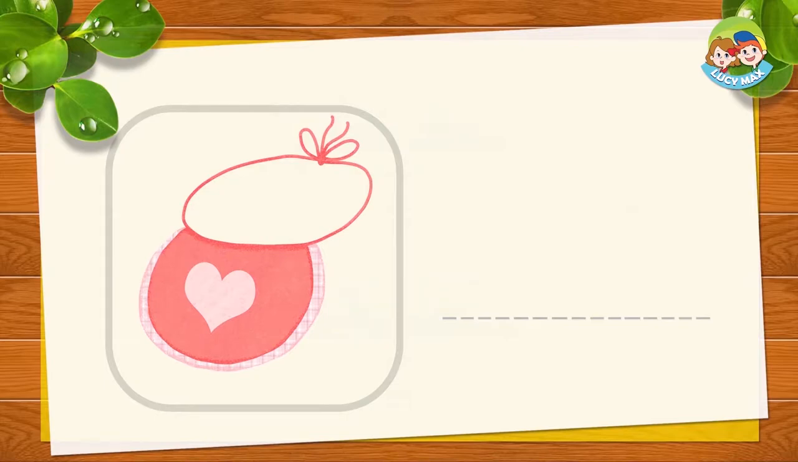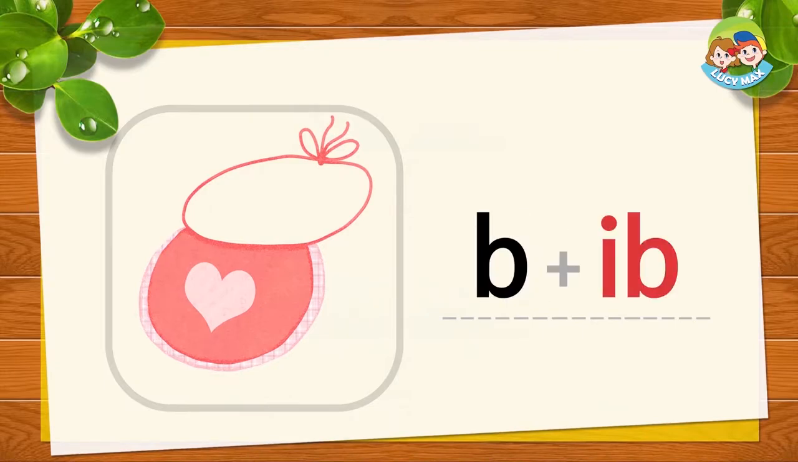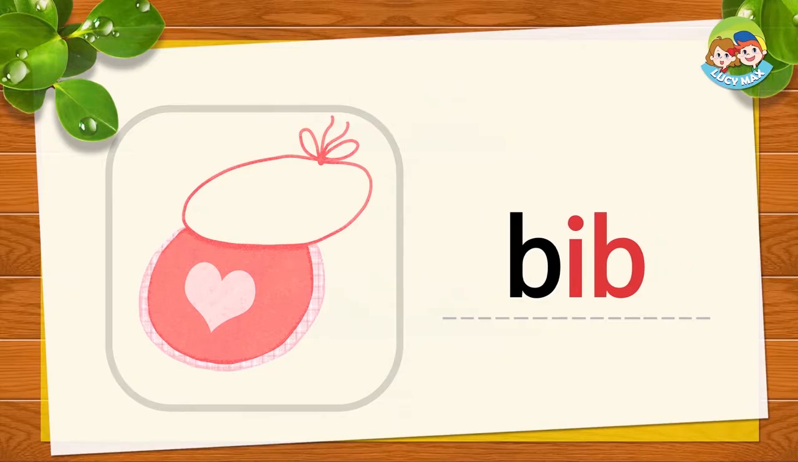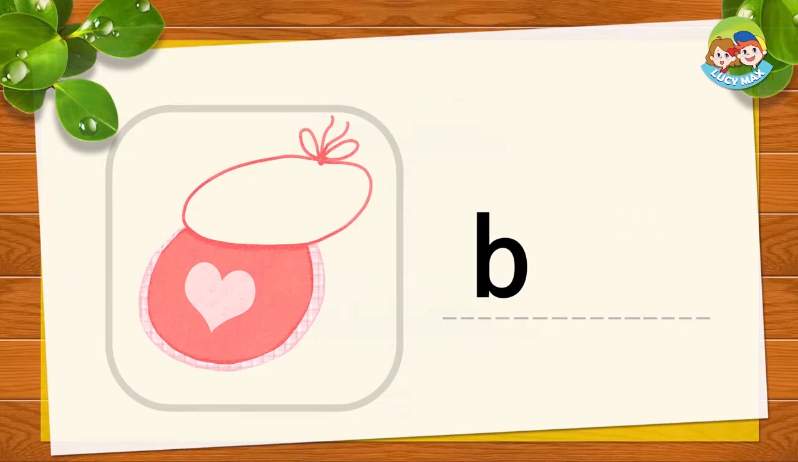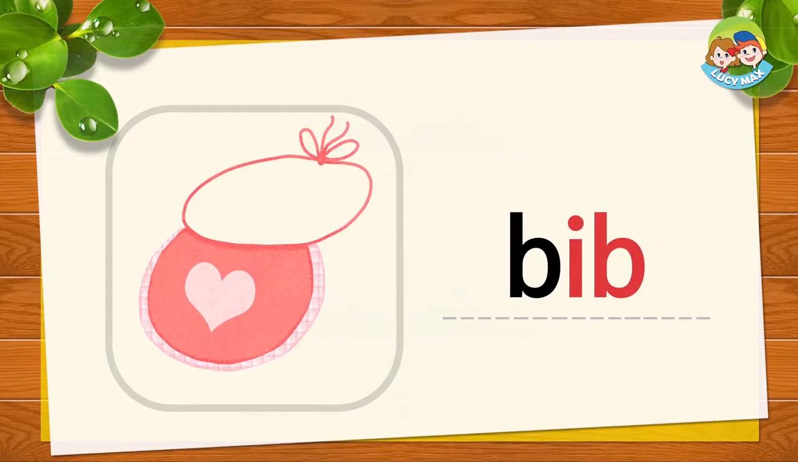This is a bib. A baby wears it around the neck. B and ib together make bib. B, ib, bib. Now you try. Good.